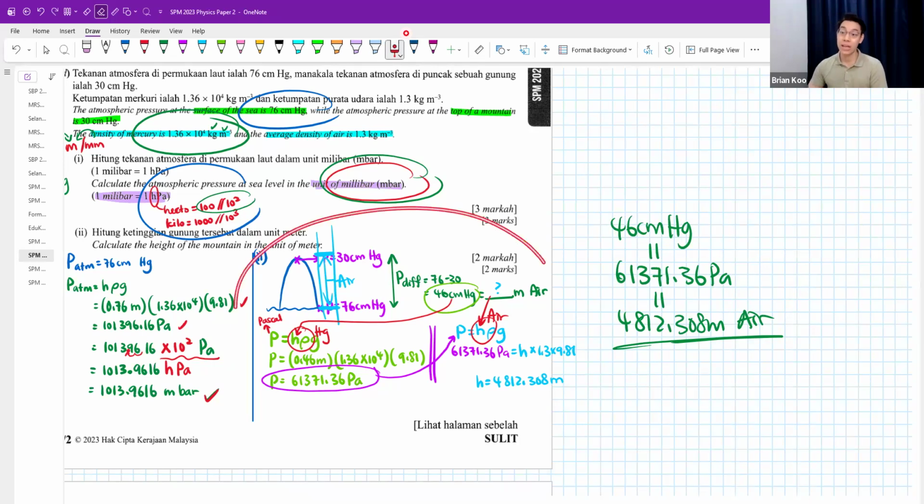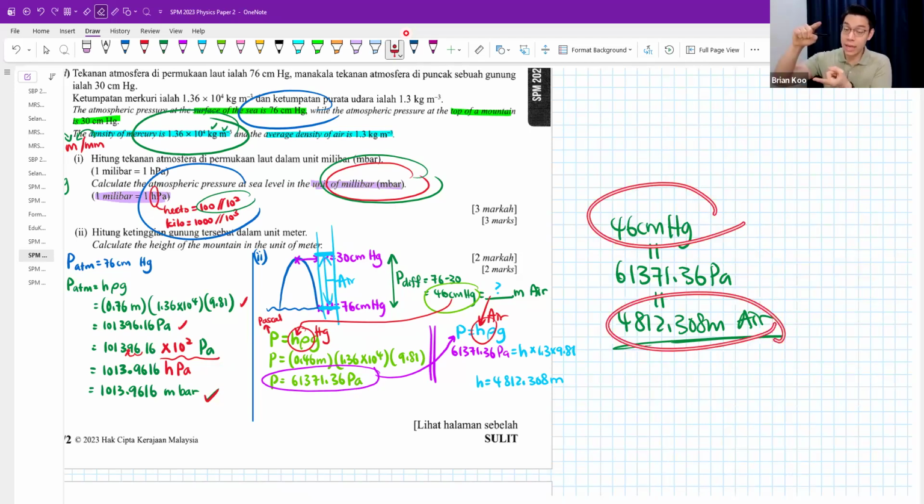So this question is actually very tricky. A lot of students cannot do this because maybe they are not very strong with the idea that pressure difference and height difference are related. Also, if you're not very confident at converting units, then it can be a problem as well. Do you know what this means or not?